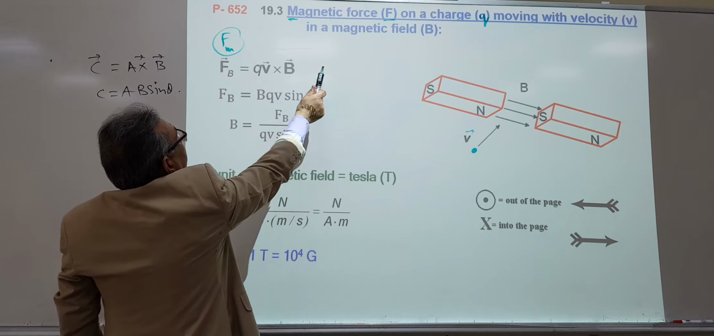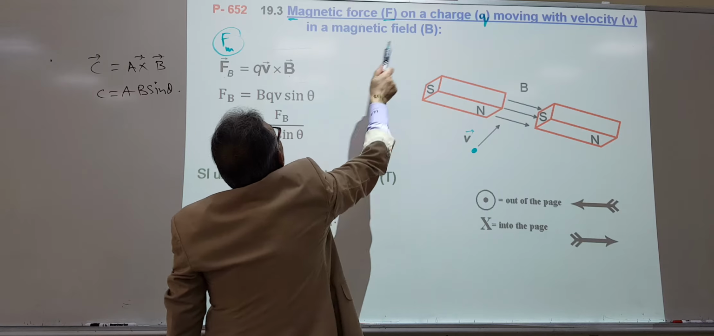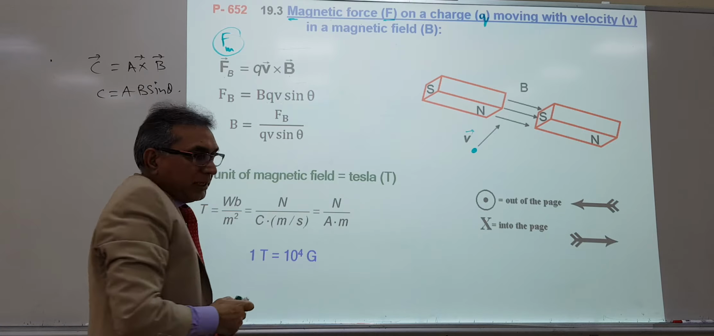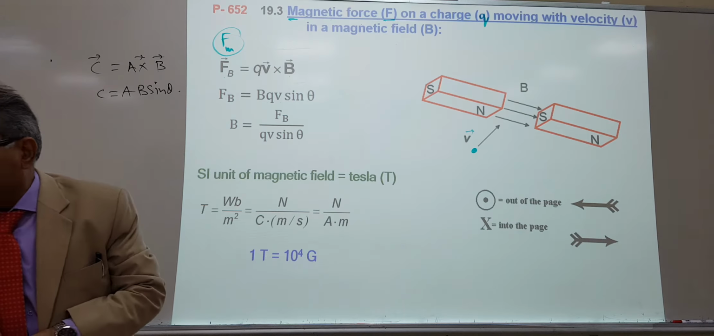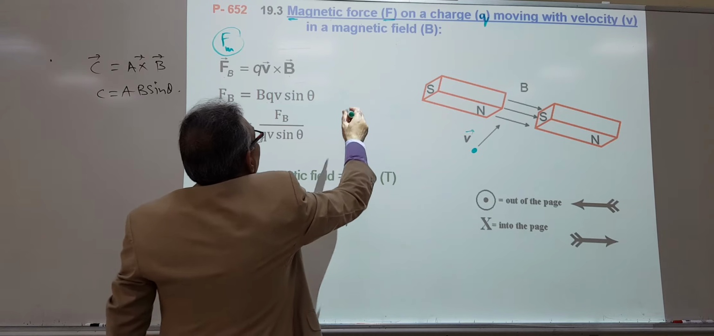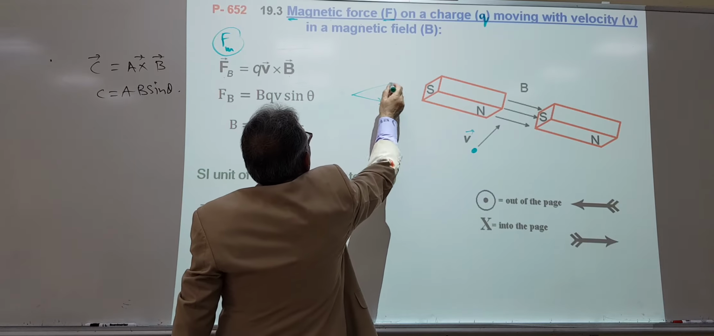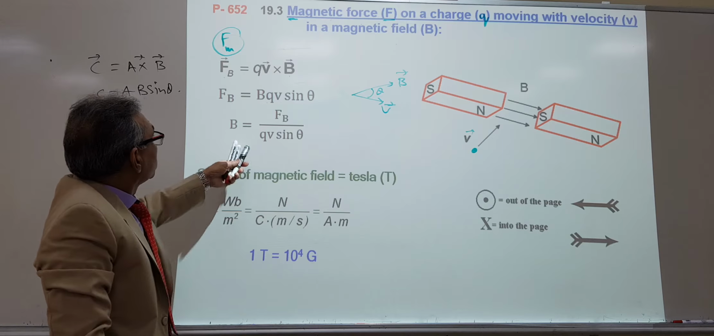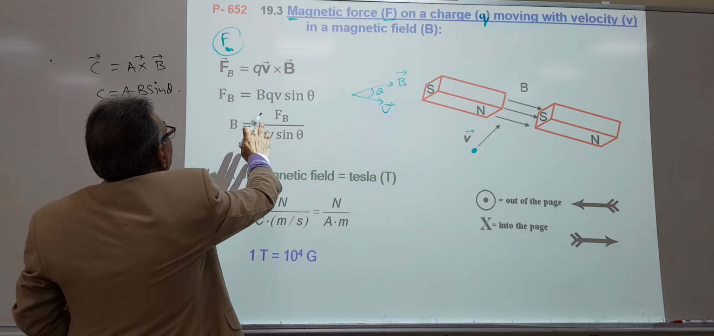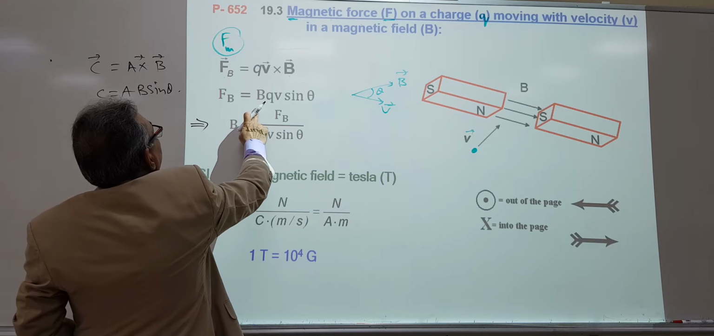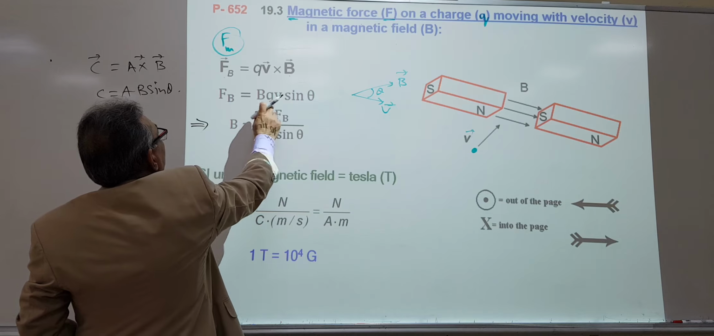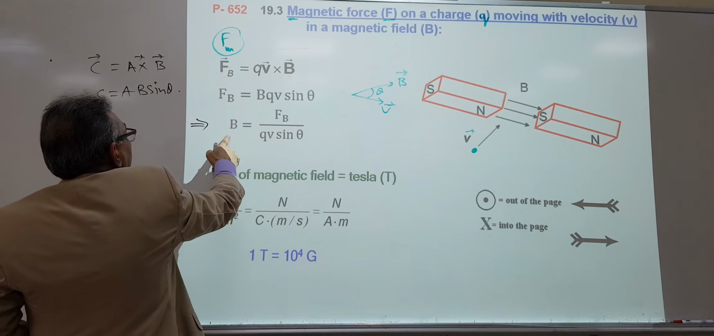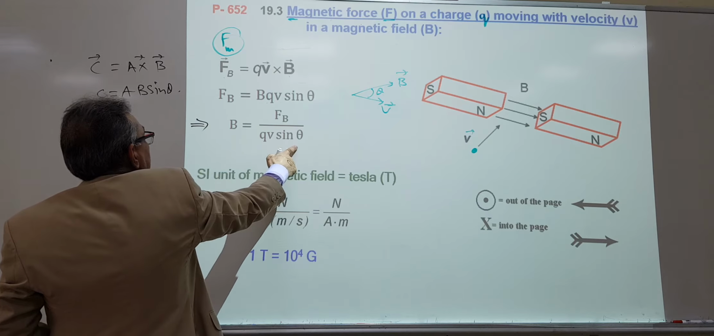Whereas as I told you, B is the magnetic field, F is the force, Q is the charge, V is the velocity, and theta is the angle between V and B. For example, this is V and this is B, and this is theta. Right. So if I need magnetic field B from this equation, I take QV sine theta down into the denominator. So magnetic field B is equal to force divided by QV sine theta.